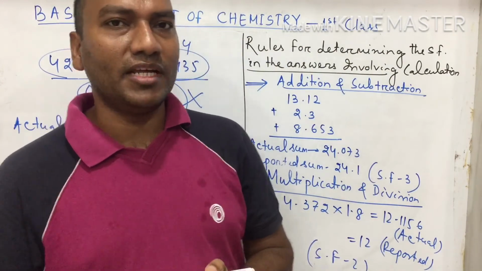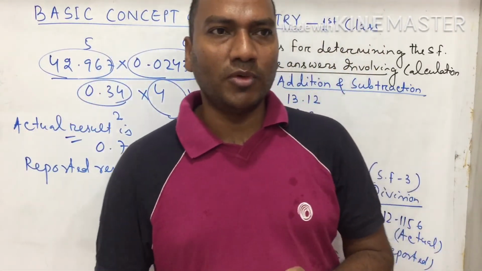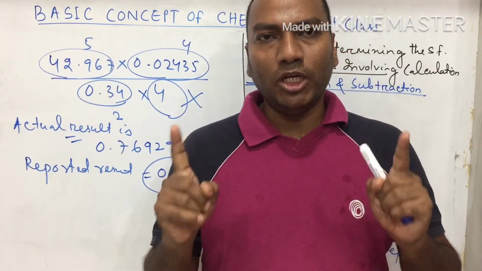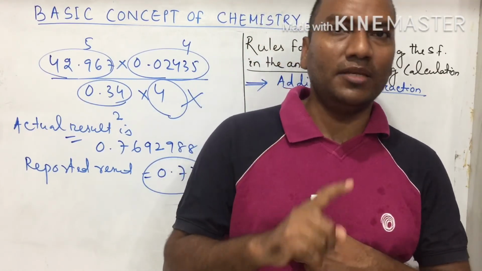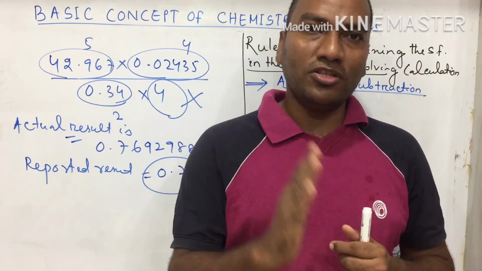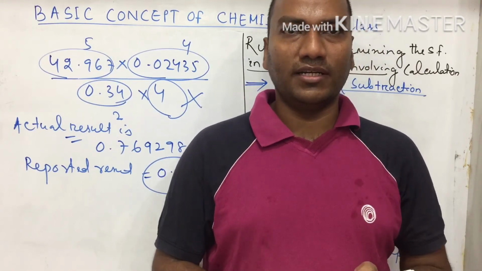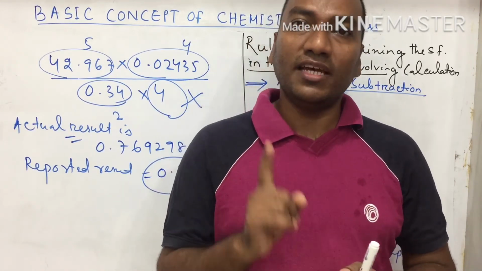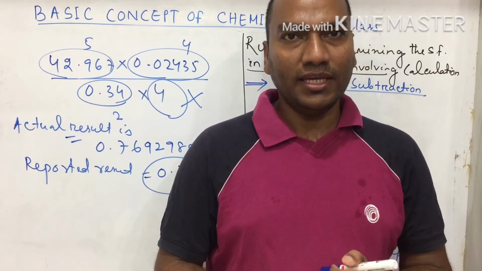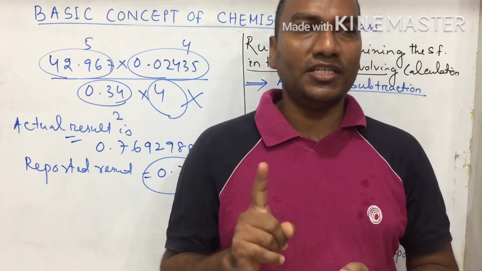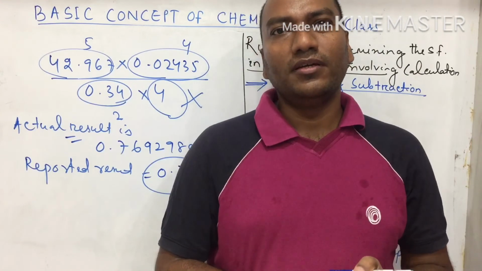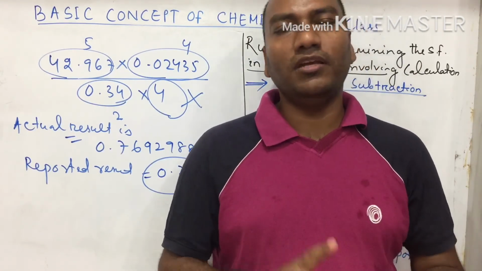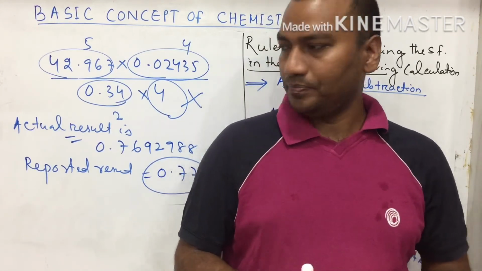Again I am telling you: for an individual number, all non-zero digits are significant. Zeros between two non-zero digits are significant. Zeros before non-zero digits are not significant. Zeros after the decimal point, after non-zero digits, are significant. Then if a number ends in zeros, its significant figures may be 1, 2, 3, 4; it depends on the representation.